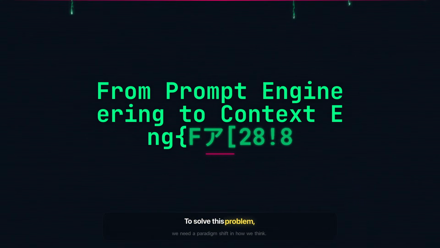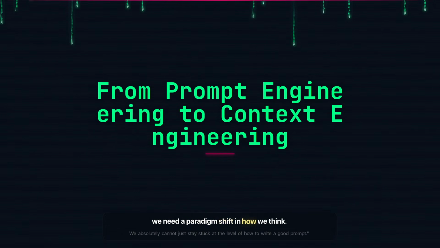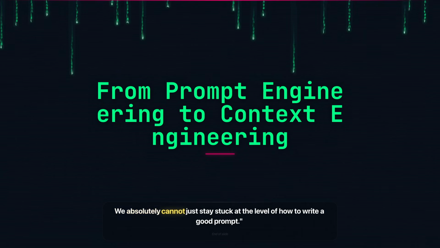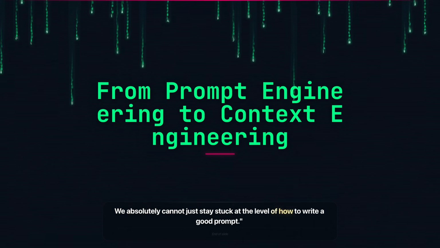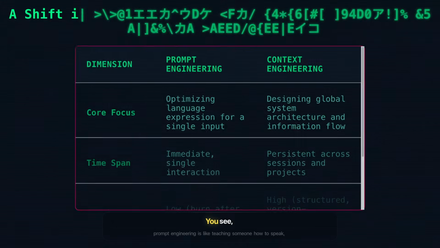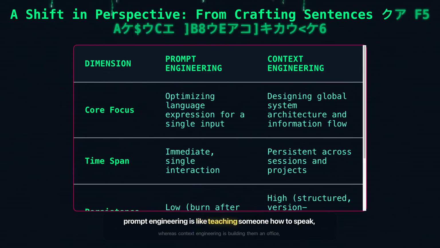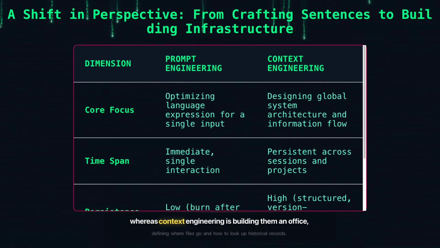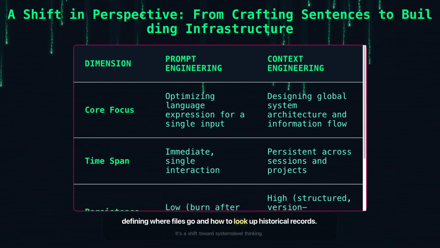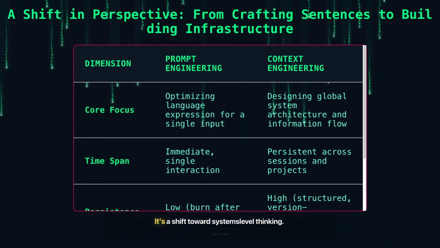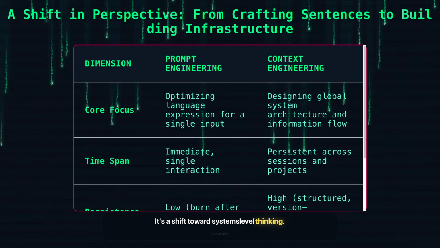To solve this problem, we need a paradigm shift in how we think. We absolutely cannot just stay stuck at the level of how to write a good prompt. You see, prompt engineering is like teaching someone how to speak, whereas context engineering is building them an office, defining where files go and how to look up historical records. It's a shift towards systems-level thinking.